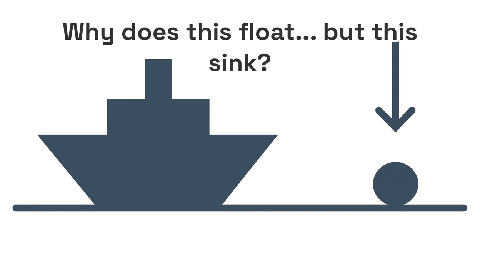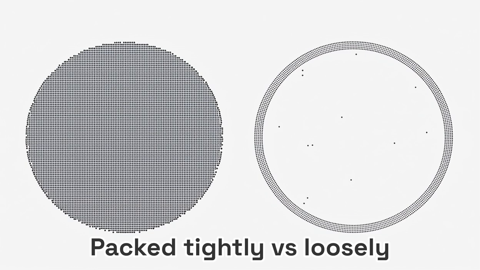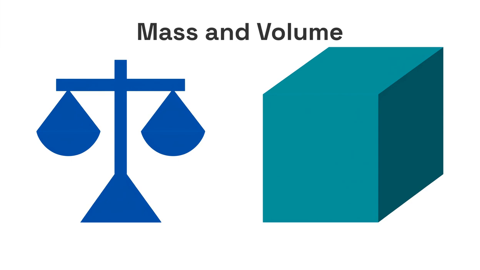Why does a huge ship float, but a tiny pebble sinks straight down? The answer is density, one of the most useful ideas in physics. Density tells us how tightly packed the mass is inside an object. It compares an object's mass to the space it takes up, its volume.